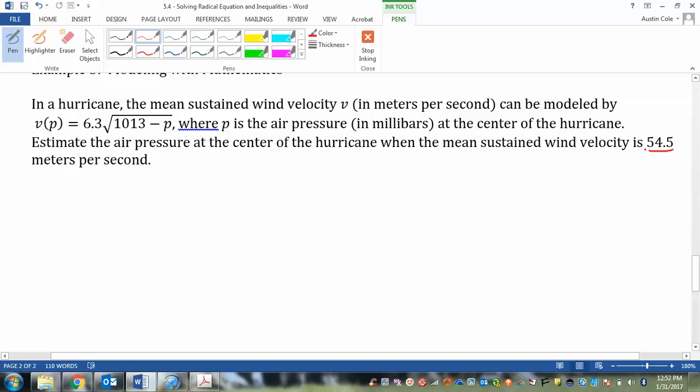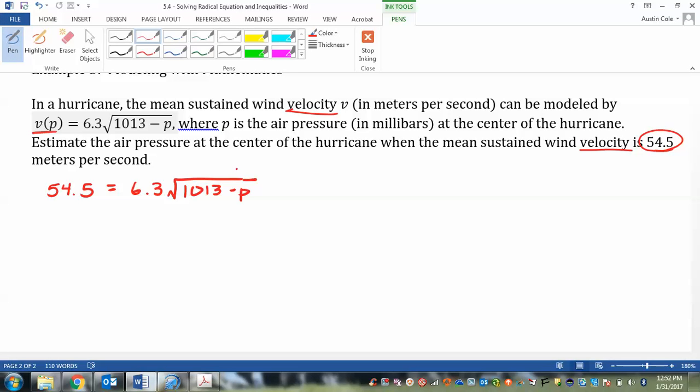So 54.5 meters per second, that goes in where? V, because that is velocity. And this is a function for velocity. Okay? So I'm going to plug in 54.5 for V of P. So this whole thing is now being replaced with 54.5. Set that equal to 6.3 times the square root of 1013 minus P. And our goal is to solve for the air pressure, which is P. So how am I going to do that? Yep, we're going to divide both sides by 6.3.